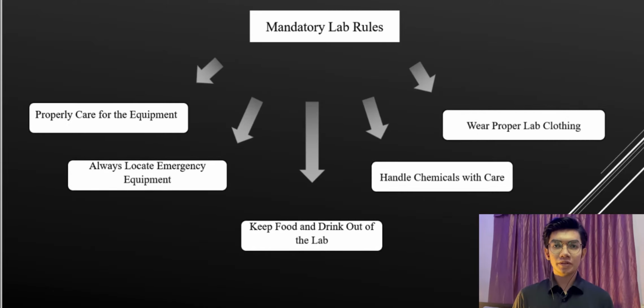For the mandatory lab rules, there are 5. For example, first, properly care for the equipment. Secondly, always locate the emergency equipment. Thirdly, keep food and drink out of the lab. Fourth, handle chemicals with care. And fifth, wear proper lab clothes.